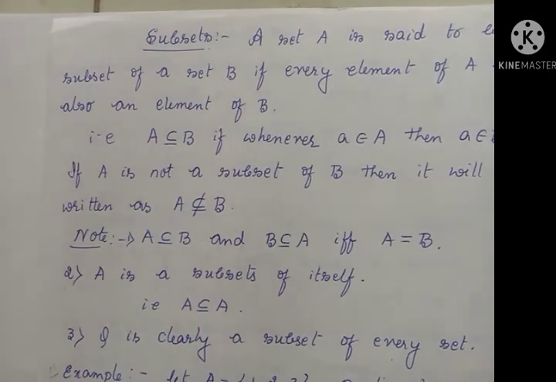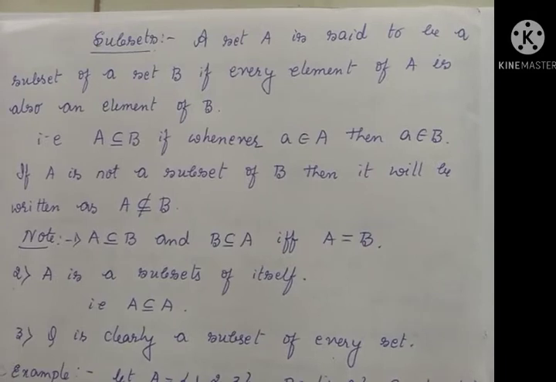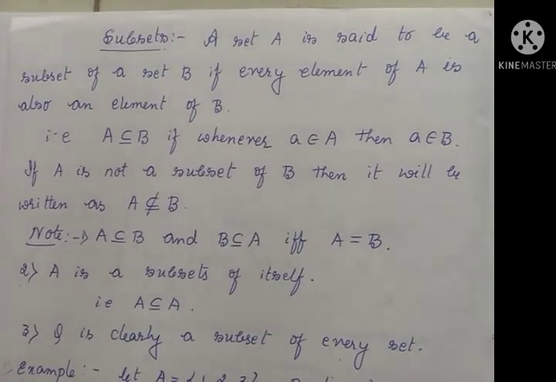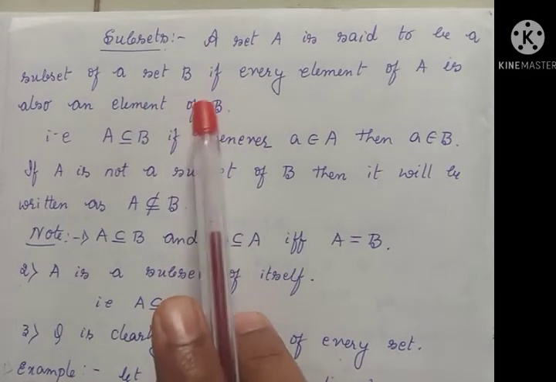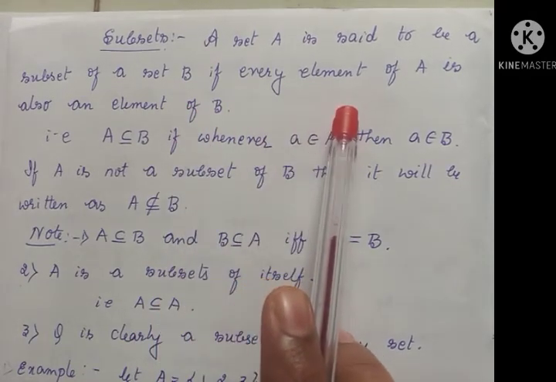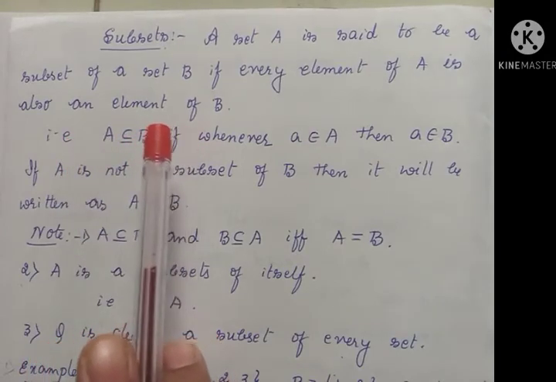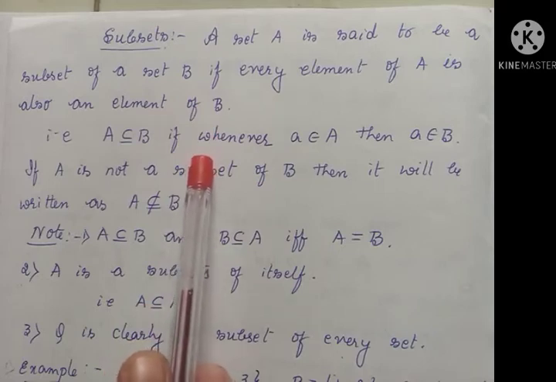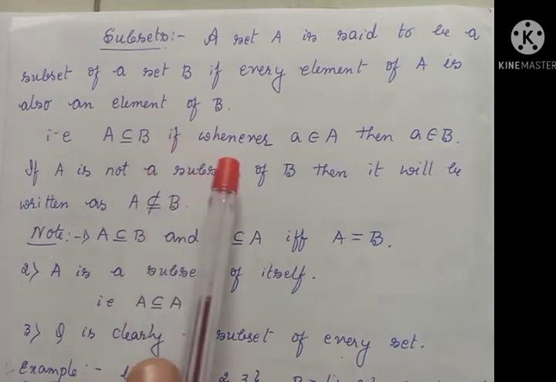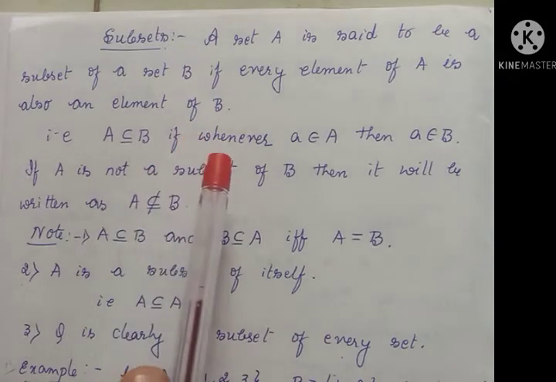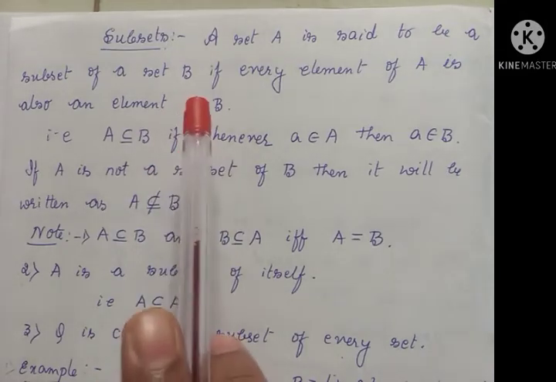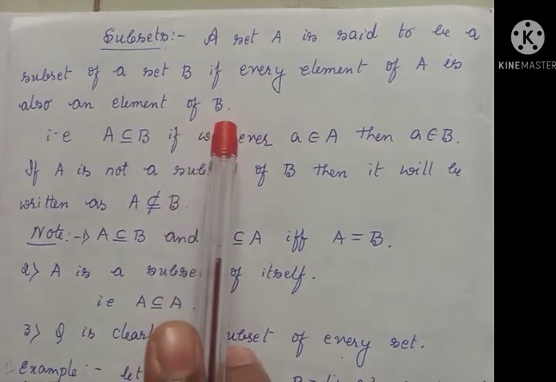So what do we mean by subsets? A set A is said to be a subset of another set B if every element of A is also an element of B. So A and B are two sets. One is a subset of another. So A is a subset of B if and only if every element of A is an element of B.